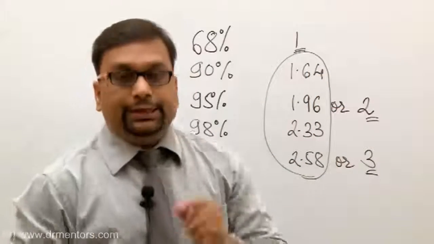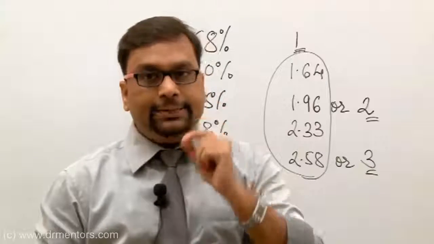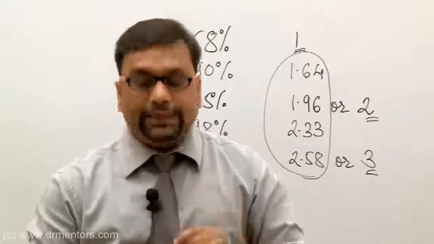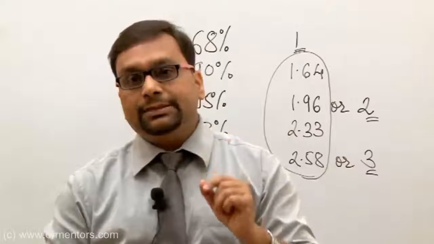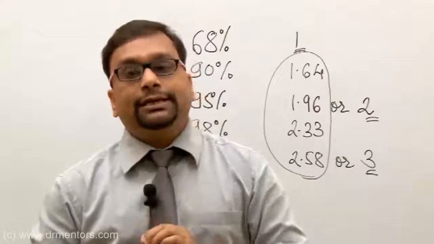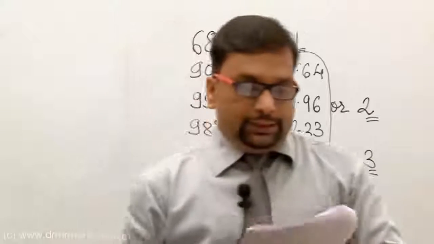And so question number 6 was about the 90% confidence interval, and so I have used the formula mean plus minus 1.64 into standard deviation. Next question.